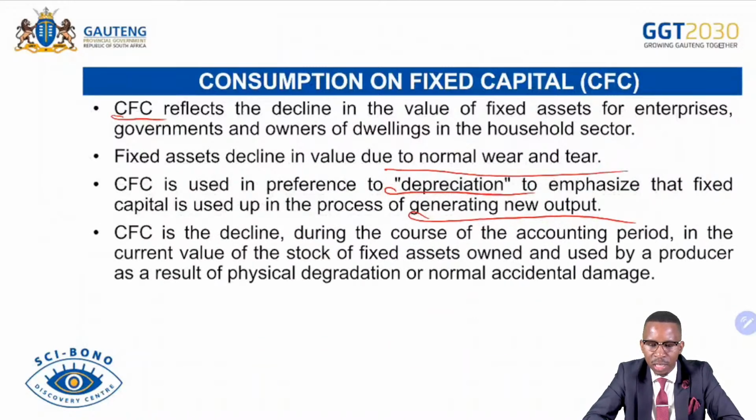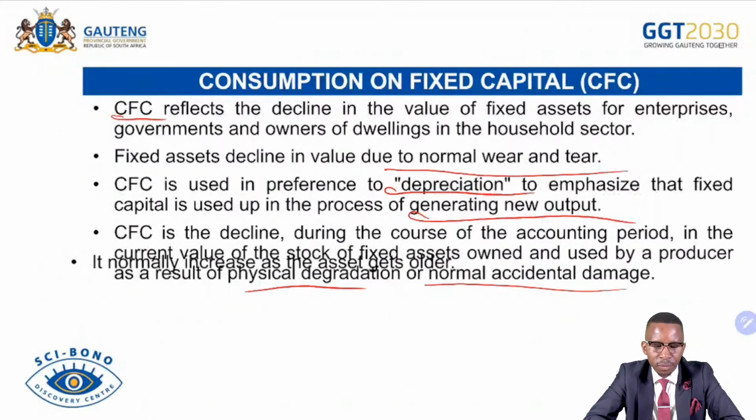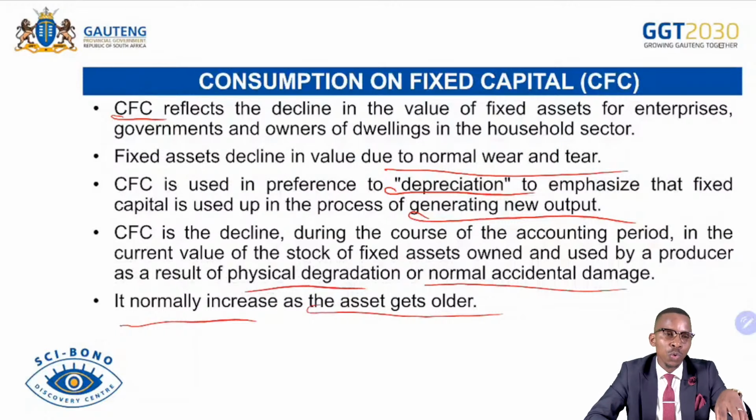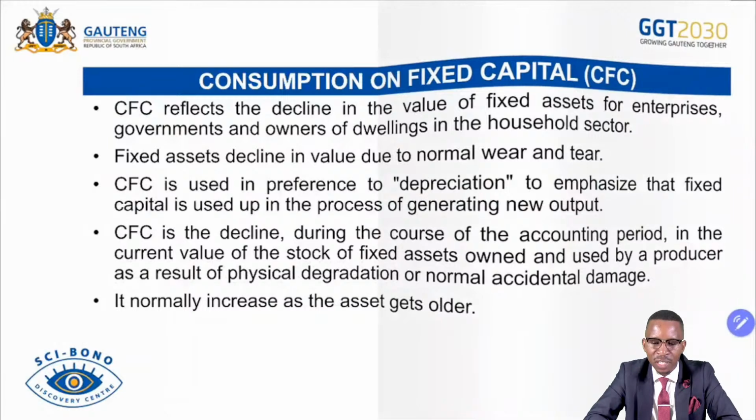CFC is the decline, during the course of the accounting period, in the current value of the stock of fixed assets owned and used by the producer as a result of physical degradation, normal accidents, or loss. It normally increases as the asset gets older. If a machine the company has bought is new today, the consumption of fixed capital is still very low. If it keeps being used, at the end of 12 months the value will be lower. If it was purchased for 12,000, it cannot be sold for 12,000 anymore; the amount it sells for will be lower because it has lost its value through wear and tear.